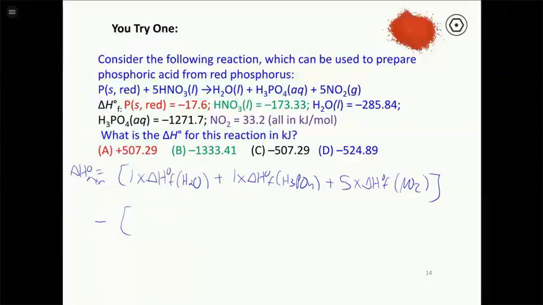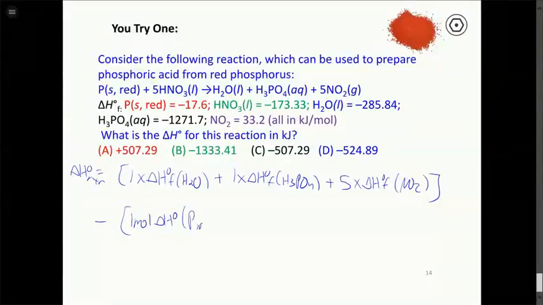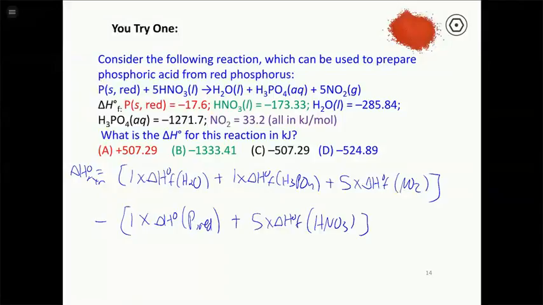If we look at the given information, we see that red phosphorus has a small enthalpy of formation because it's not the standard state for elemental phosphorus. There's some enthalpy change when you convert the standard state, which is P4, into red phosphorus. So we're going to have to use the delta H of formation for red phosphorus, which is given to us. And then the other reactant is going to be HNO3, so we have to use 5 times the delta H of formation of HNO3. Alright, so now we just have to put the numbers in and do the math.